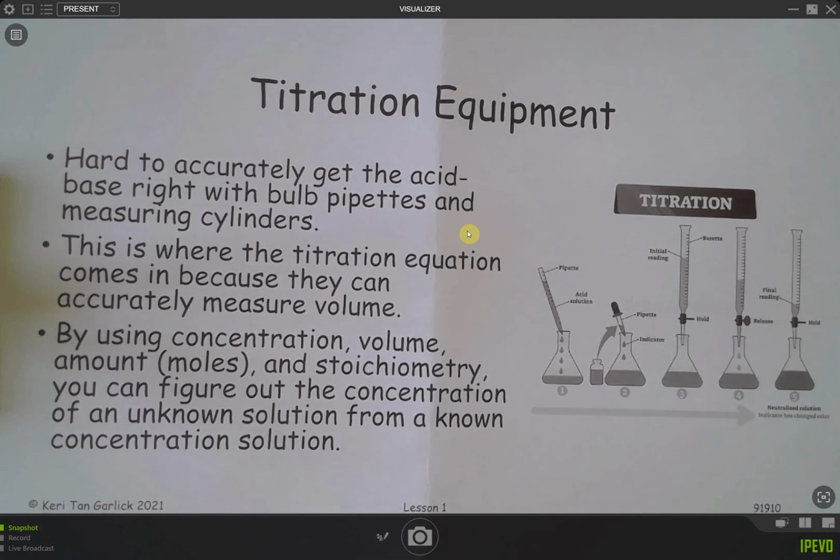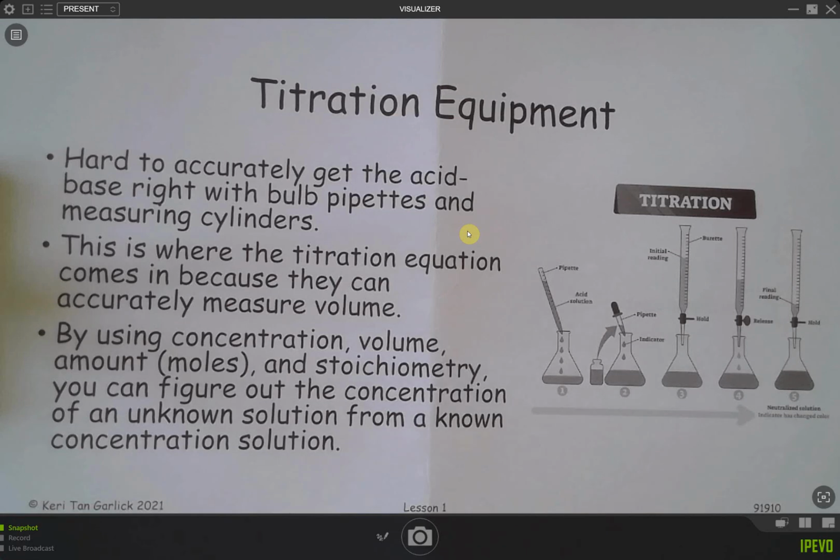Some things to note: by doing what you did with the pipettes and just squeezing it into a beaker, what you were trying to do was get the ratio between the acid and base perfectly balanced so that you had a neutral solution. But a lot of you, if you remember, overshot, undershot, or went the wrong direction and had to go backwards. That's not a very accurate way to measure.